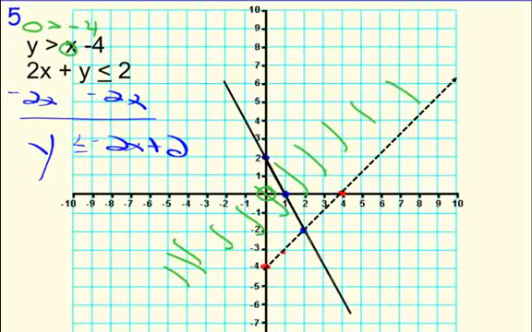Here we go. And we're looking for some shading now. 0 plus 0 is 0, so that means I'm testing the origin. 0 is less than 2. Yeah, it sure is. So that means this is true. So I'm going to be on the true side, or the origin side of the line. Area shaded twice.